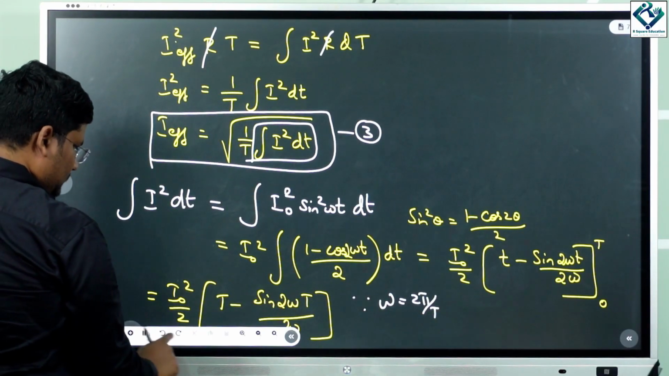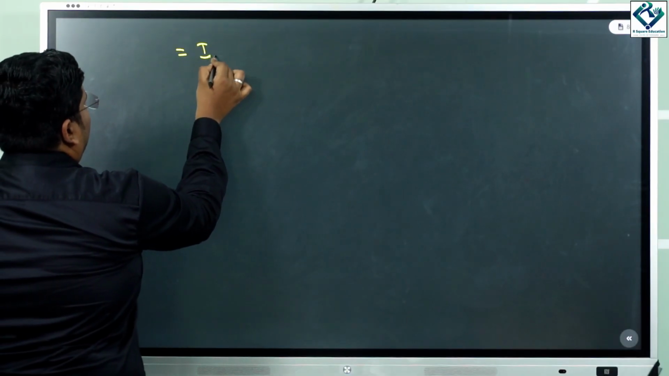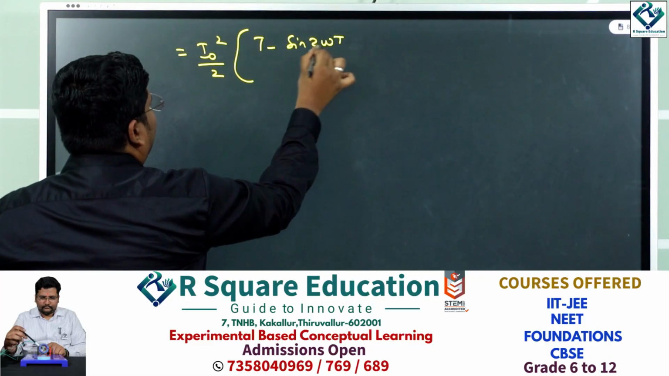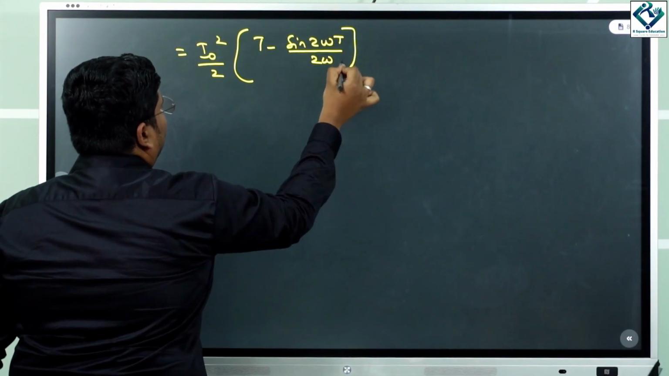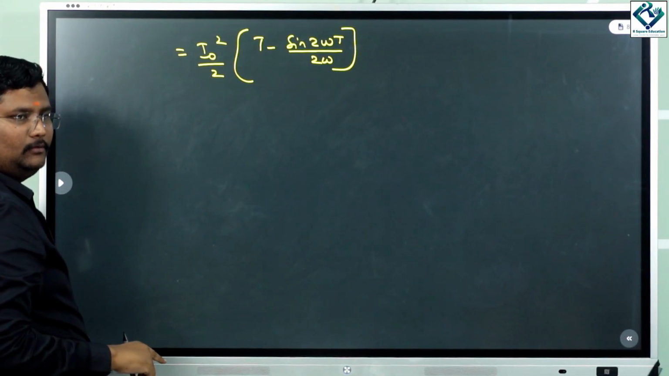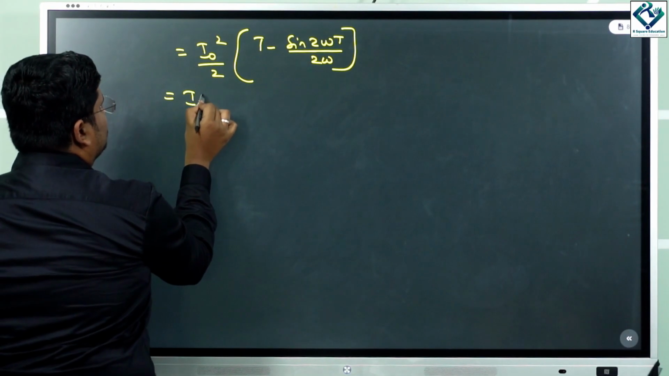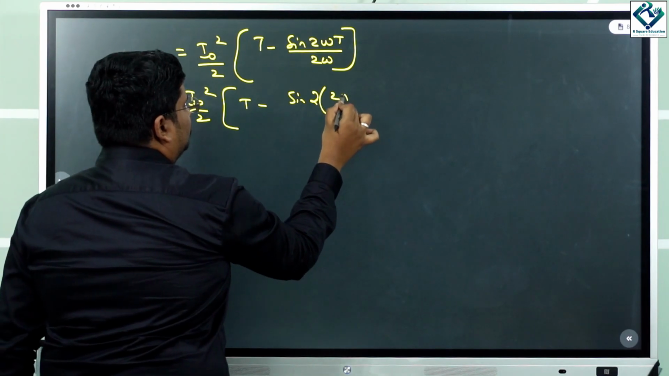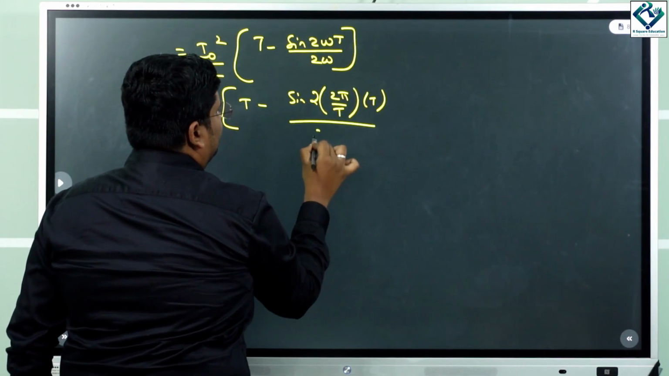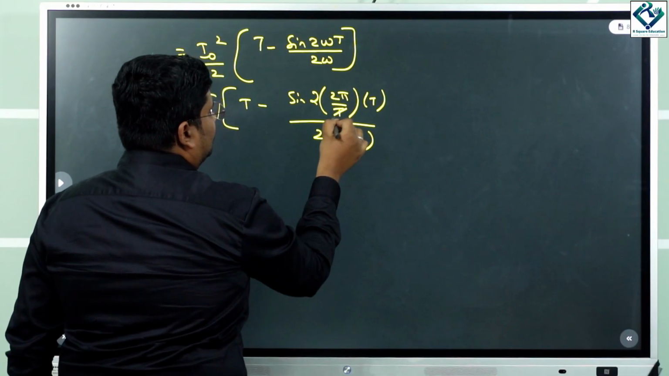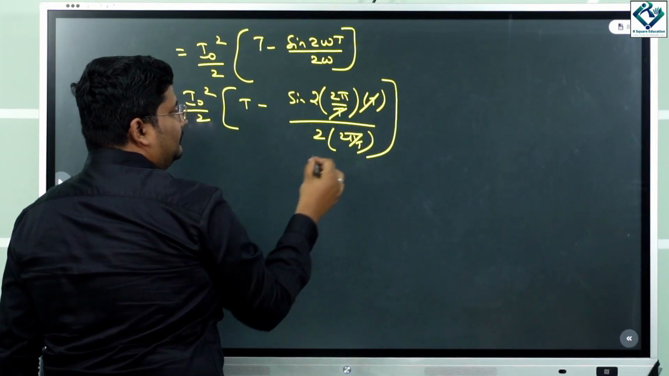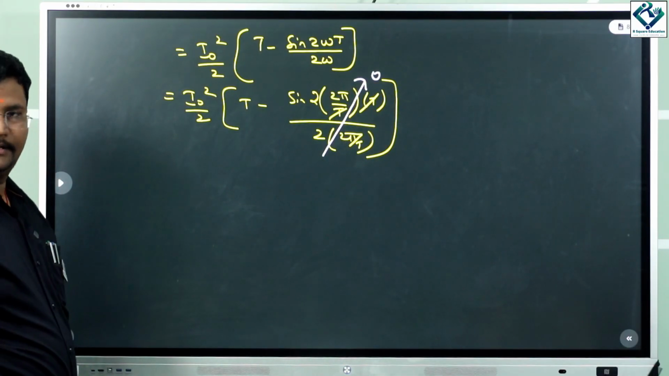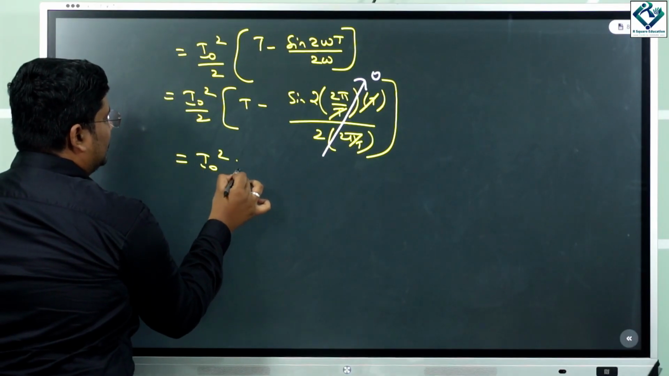So I'll just add on this, I naught square by 2. Either one you can replace with the omega value. So what you'll get? I naught square by 2 into T minus sin 2 into 2 pi by T into T, divided by 2 into 2 pi by T. T cancels. Sin 4 pi is what? 0 completely. Okay, so this equation now turns out to be I naught square T by 2.